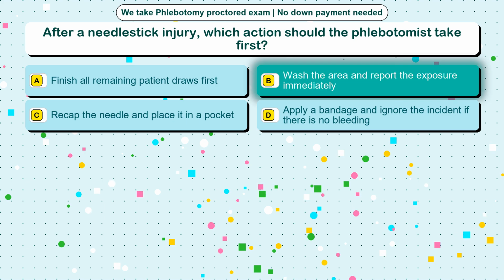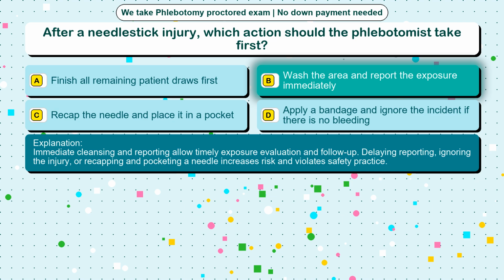Wash the area and report the exposure immediately. Immediate cleansing and reporting allow timely exposure evaluation and follow-up. Delaying reporting, ignoring the injury, or recapping and pocketing a needle increases risk and violates safety practice.